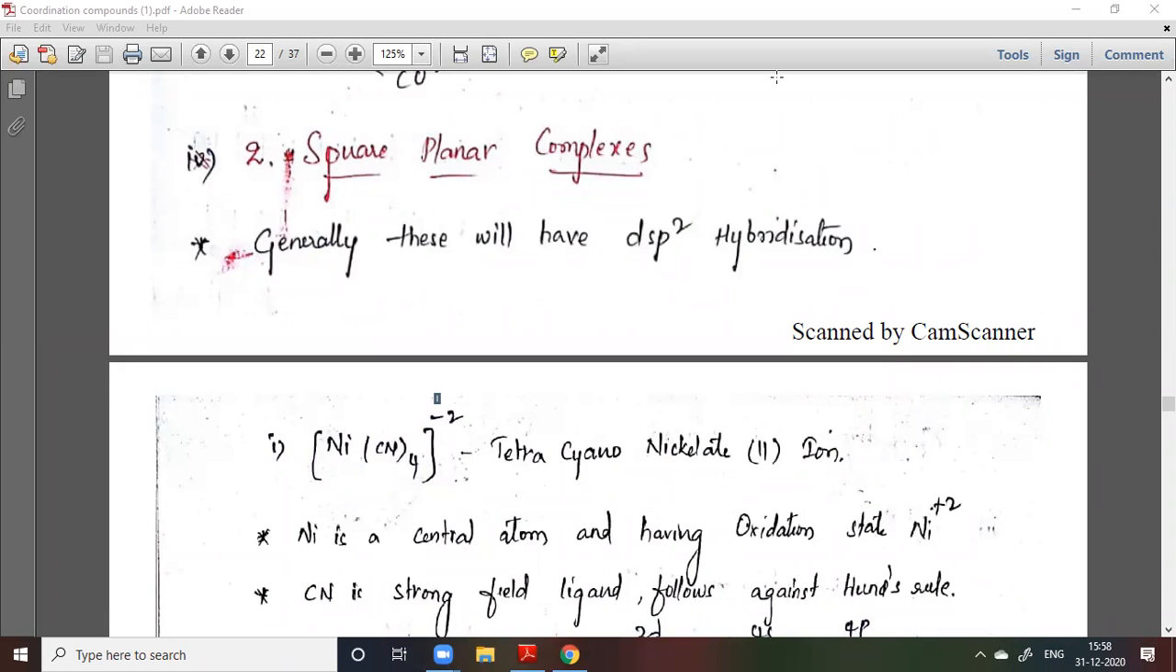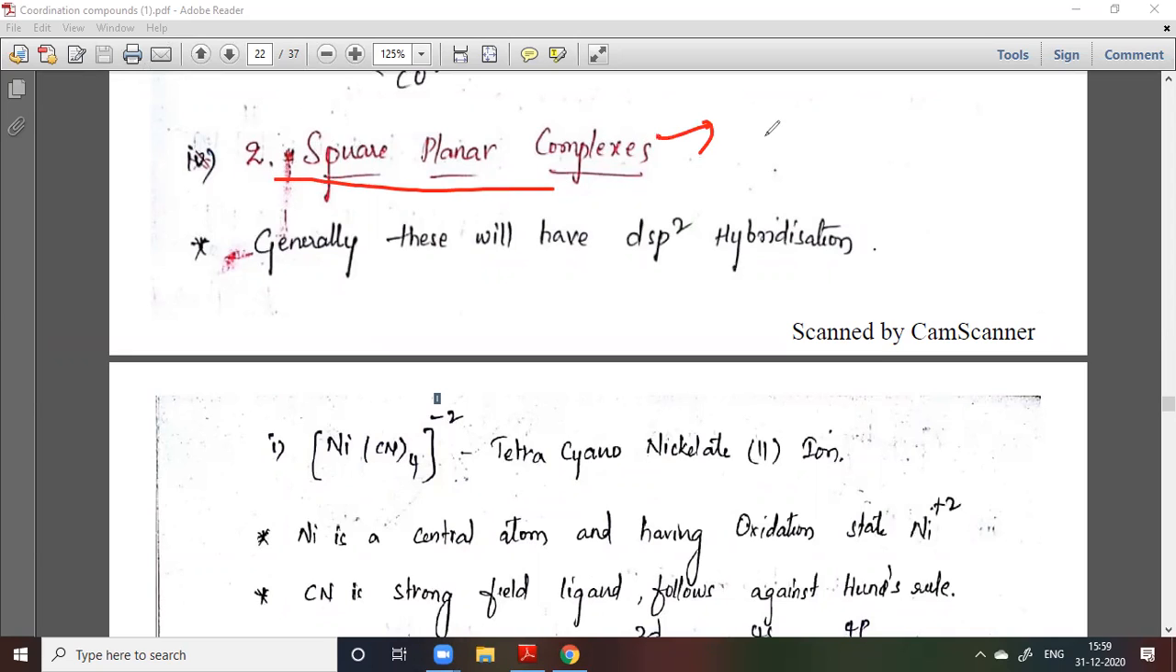So, my dear students, let us continue the last session, that is the VBT theory of the tetrahedral complexes and square planar complexes. We already saw the tetrahedral complexes in the last video. Now we will see the square planar complexes. Let us understand the square planar complexes.